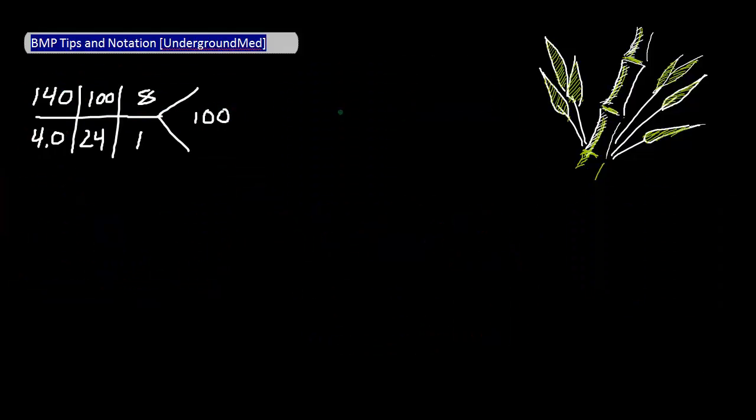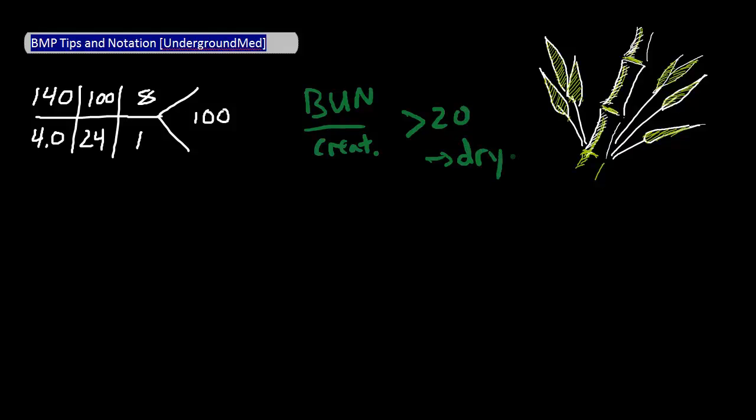The last little trick I want to mention in this video is the BUN over creatinine ratio. If this value is over 20, then this suggests but doesn't prove that your patient is dry or pre-renal. So get him or her some PO or IV fluids before they develop AKI. In this example here, our BUN over creatinine ratio is 8:1 or 8, which is under 20.